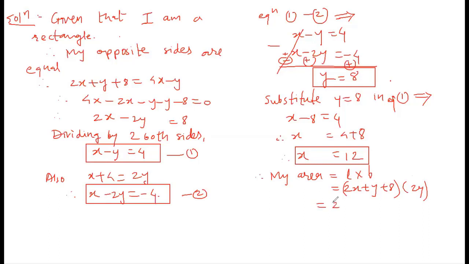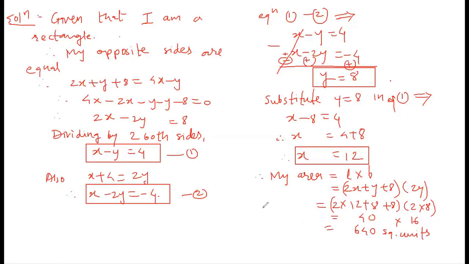So we are going to write 2 into 12 plus 8 plus 8, multiplied by 2y, which means 2 times 8. So after solving, we get 40 and 16, and after multiplication you are going to get the value of 640 square units. So this is the area.